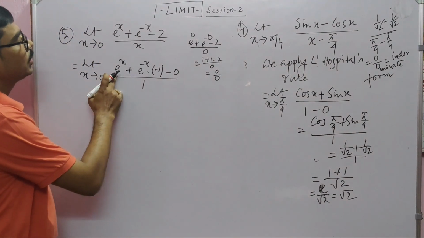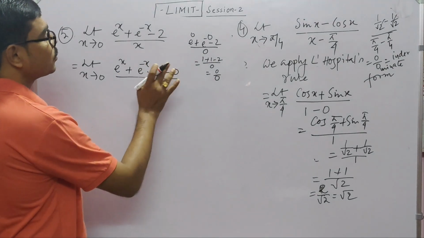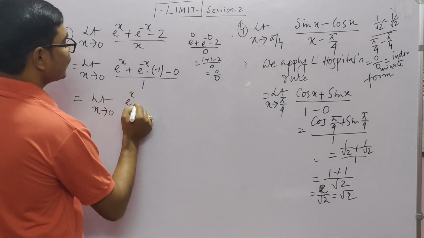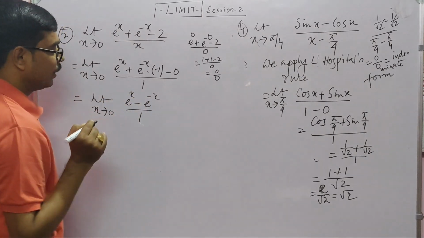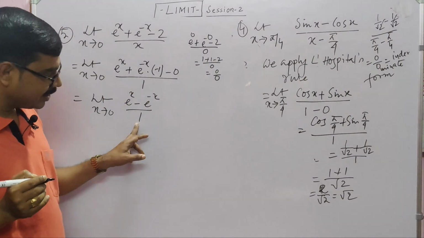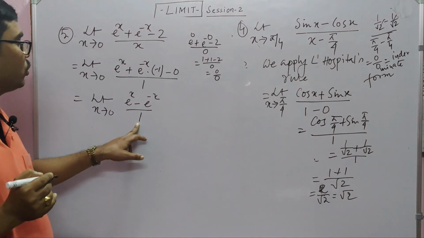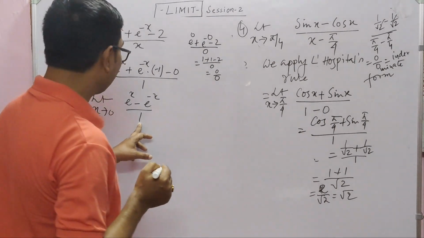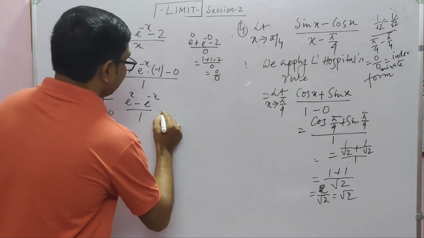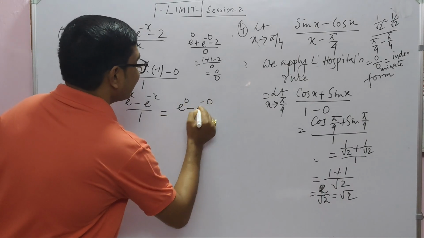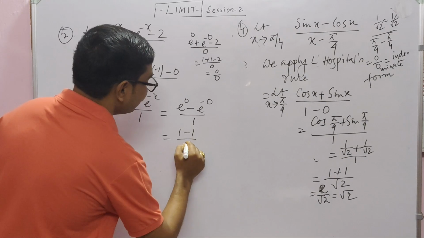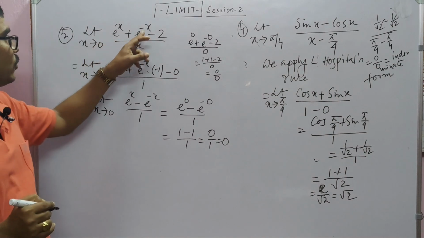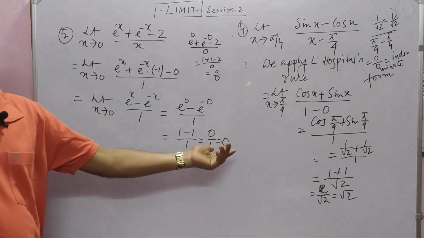So we found the result e to the power x plus e to the power minus x minus of 0. So limit x tends to 0, e to the power x minus e to the power minus x by 1. So we found that this g dash a is not equal to 0. So out of this indeterminate form, now we can put this value of x: e to the power 0 minus e to the power minus 0 by 1, that is 1 minus 1 by 1, 0 by 1, that is 0. So the result is e to the power x plus e to the power minus x minus 2 by x equal to 0.